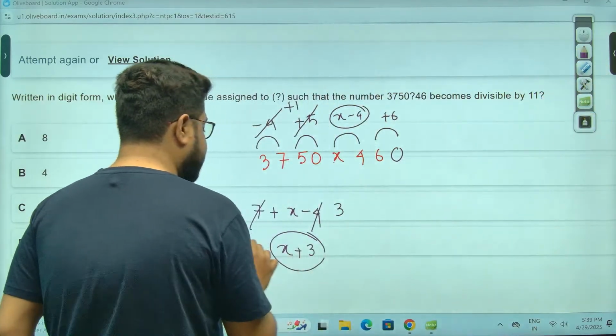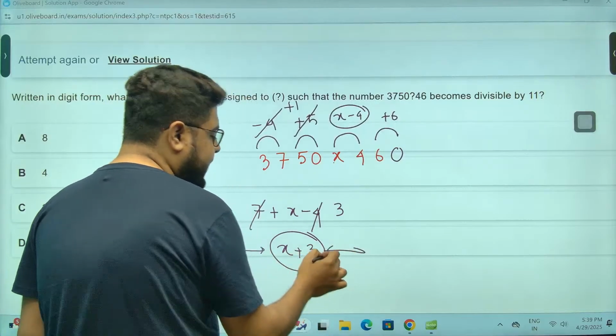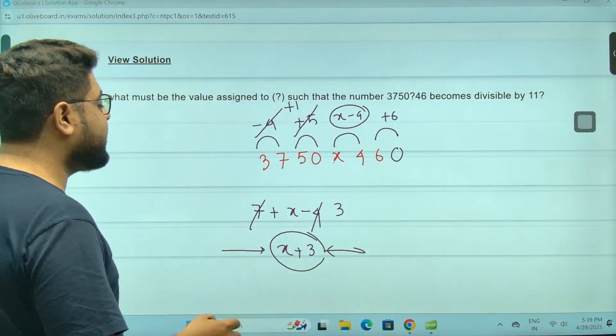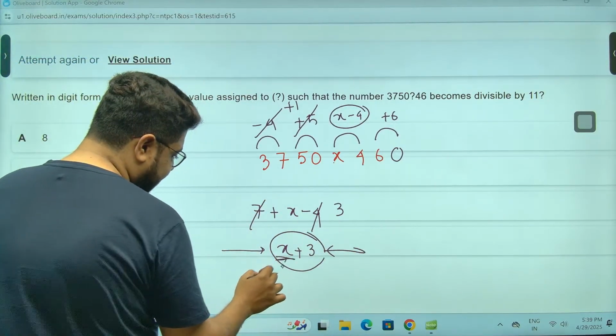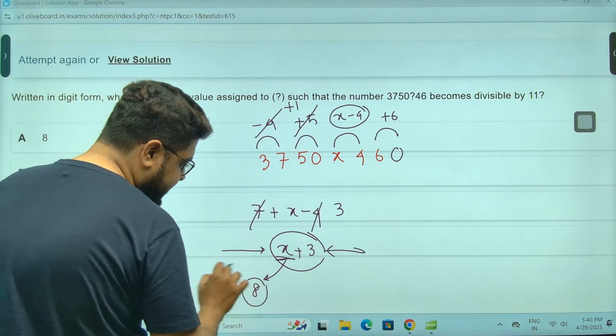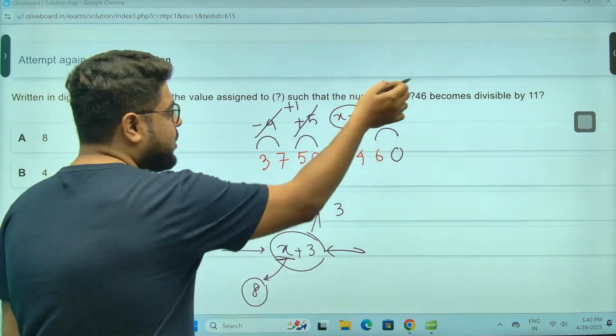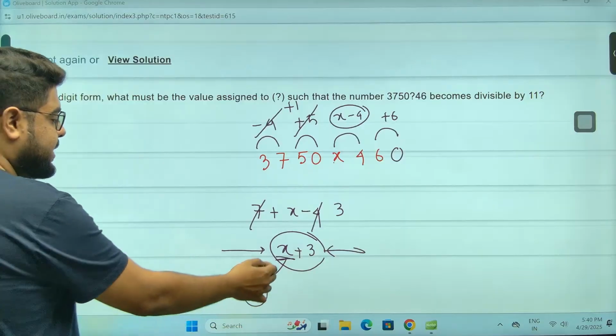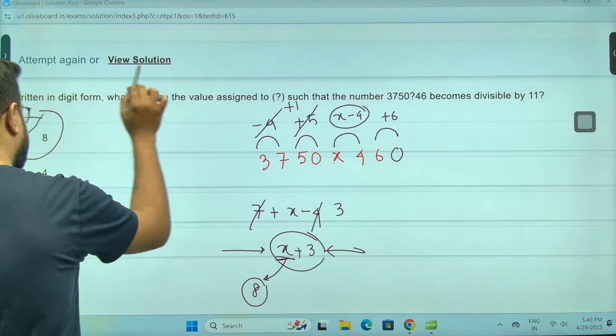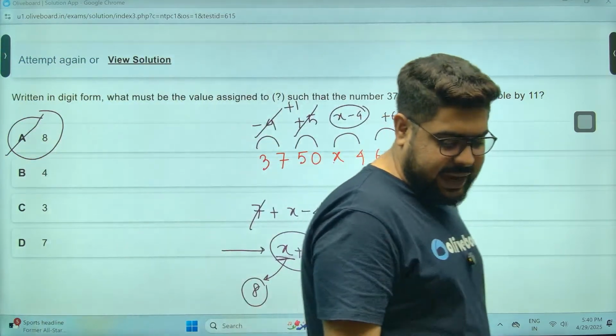Sir, x plus 3. Tell me, it must be divisible by 11. What should I put in place of x? Sir, the only value that I can put in place of x, because this thing has to be divisible by 11 for the whole number to be divisible. So this is 8. Option number A, 8 is the correct answer.